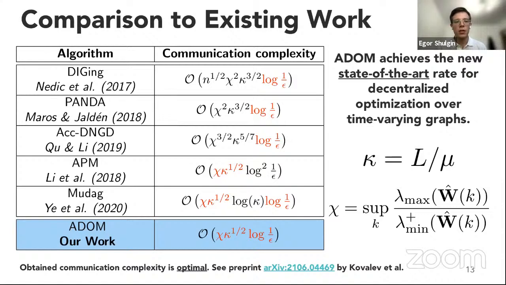And you can see this preprint by Dmitry Kovalev et al. In this preprint, you can find the lower bounds for such kind of problems, and the optimal algorithm, which uses only the primal gradient. So it is dual free.